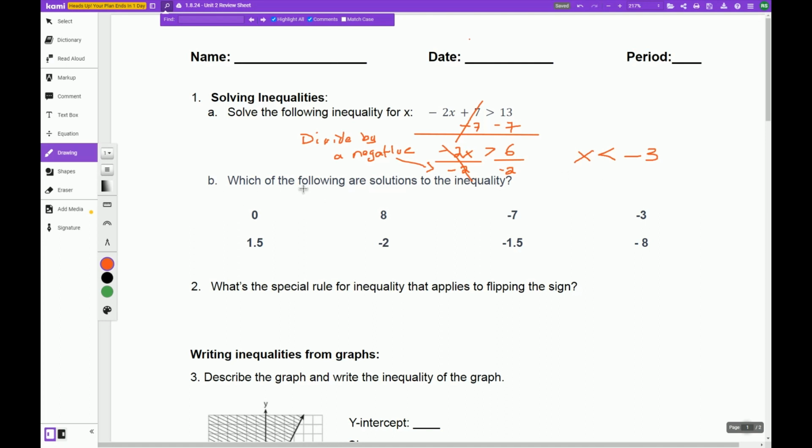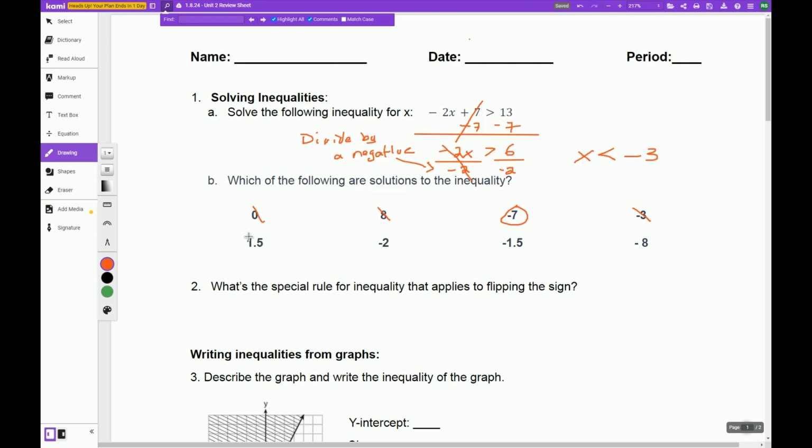Using this, which of the following are solutions to that inequality? It has to be any value that's less than negative 3. Is that 0? No. 8? No. Negative 7 is less than negative 3. Is negative 3 less than negative 3? No, it's equal, so it's not this one. So we said it's not 0, it's not 8, it's not negative 3.